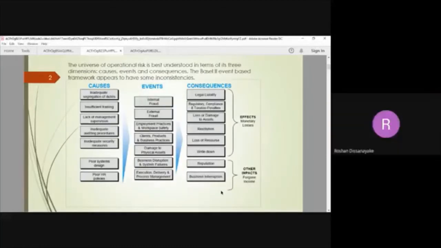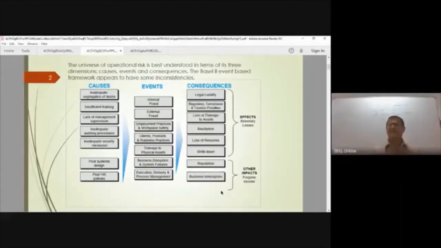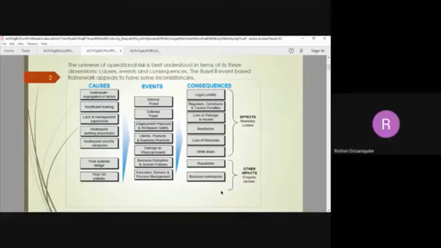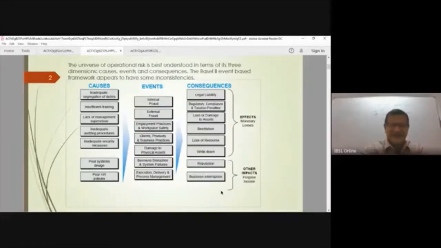Poor HR policies. HR policies will make the staff members very trained and competent, and also they will abide by certain rules on how you operate. All the banks have this kind of rules called code of conduct, code of ethics. Those are what we call HR policies. So those will not allow a staff member to misuse or make errors or commit frauds, causing operational losses.